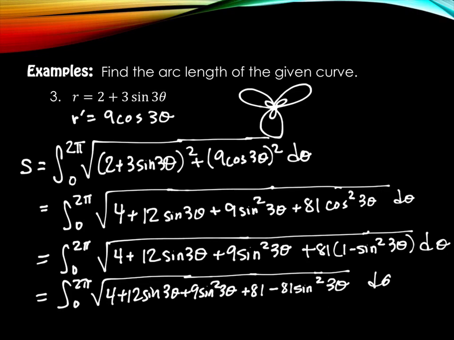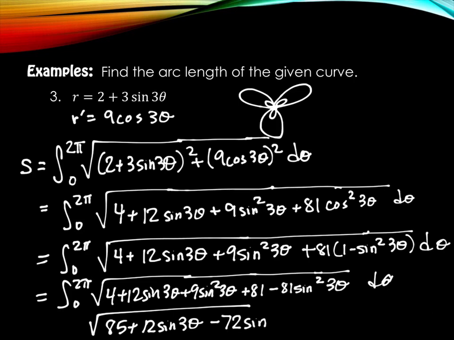So I can combine a couple things here. I can combine the 81 with the 4, right? So that gives me 85. I cannot combine the 12 sine 3 theta, so that just gets rewritten. But I can combine the 9 and the negative 81, which gives me a negative 72 sine squared of 3 theta. So here's the problem at this point. This is as simple as we can get it.